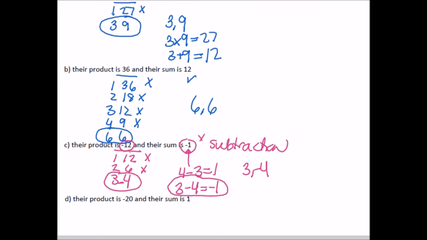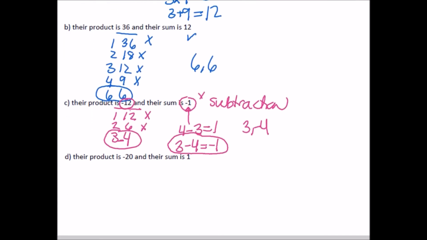Okay, now let's just scroll down. All right, the product is negative 20. So again, a negative sign, that's okay. Ignore it for now. List the factors of 20. And the sum is 1. So the sum is positive.